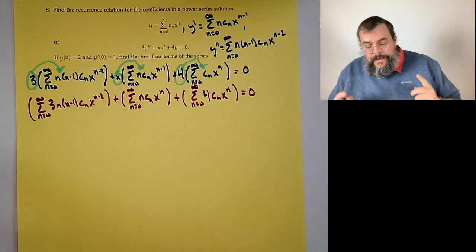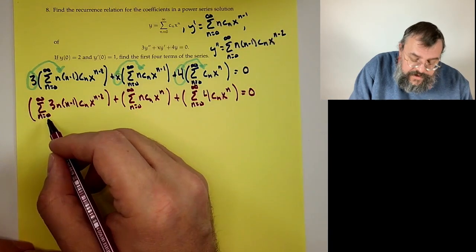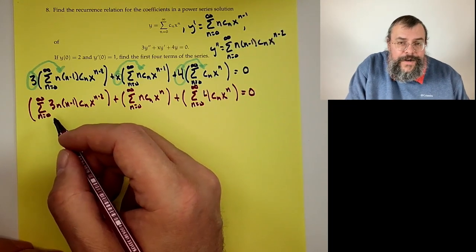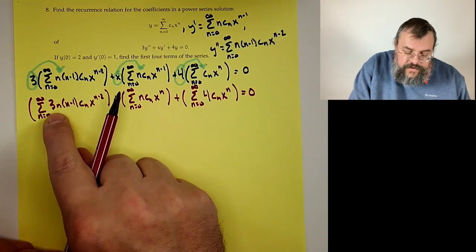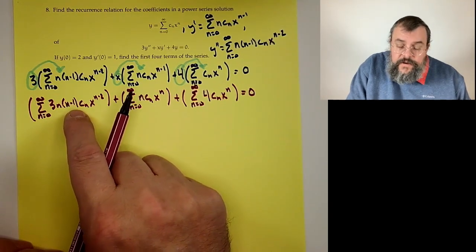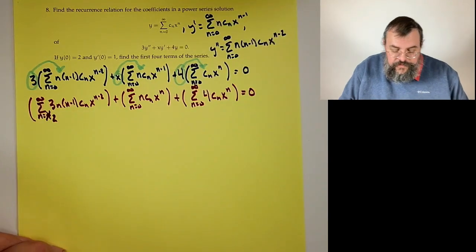Now, let me pause here and say, this sum that starts at 0 doesn't have to start at 0, because notice when you plug in 0, it goes to 0. When you plug in 1, it goes to 0. So, let's change it to start at 2.